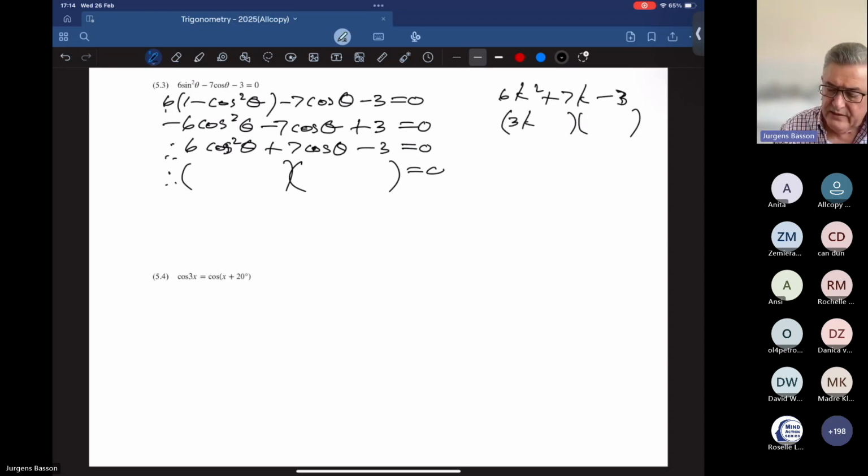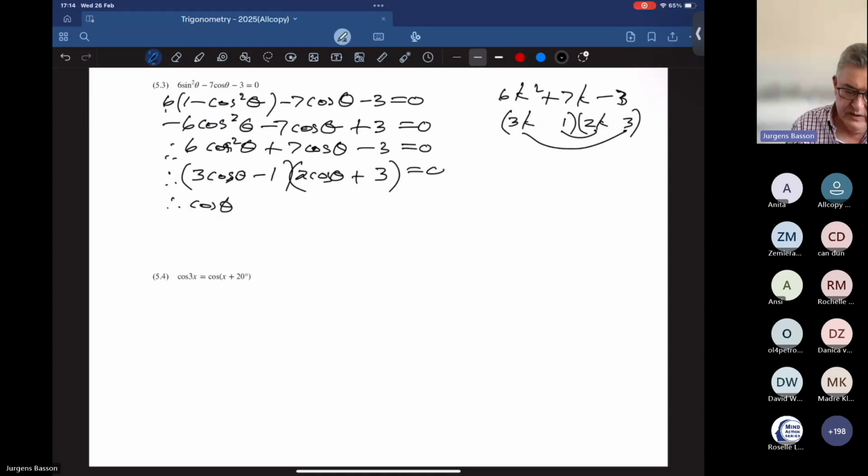I think it's 3k and 2k. And I think that will be 3 and 1 because this is 9 and this is 2, and 9 minus 2 is 7. So that is correct. So it's 3 cos theta and 2 cos theta, not cos squared, but cos. And then we have a 1 and a 3. And we want the 9 to be positive and that negative. So now we can write down the two equations. So we can say cos theta is a third, or cos theta is negative 3 over 2.